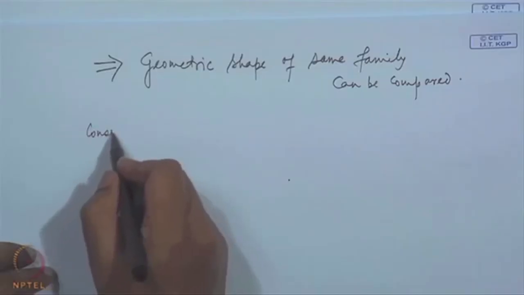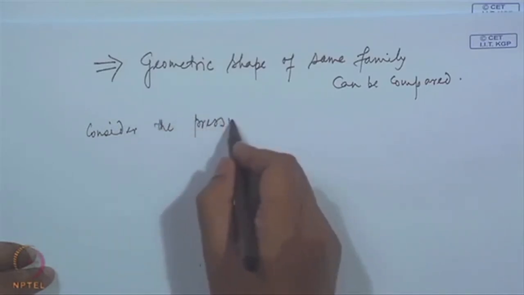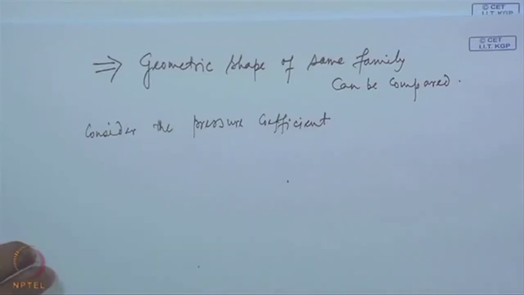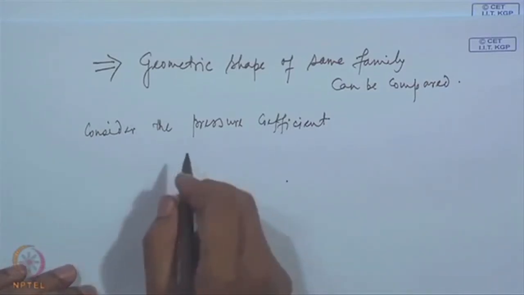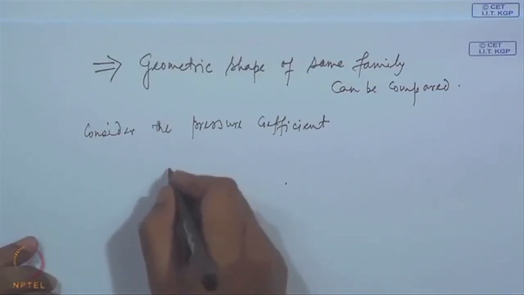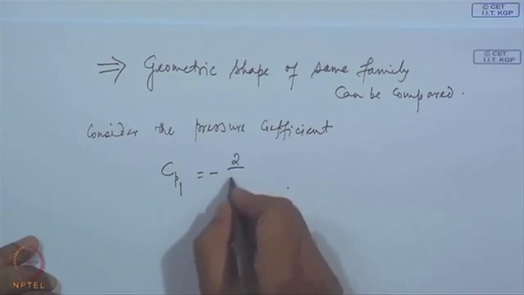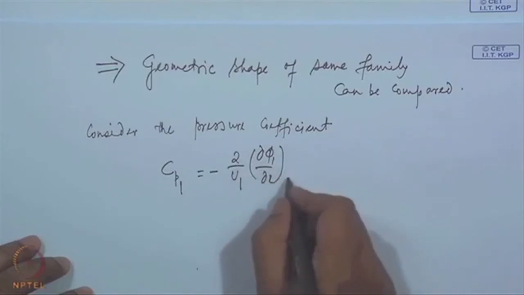Consider now the pressure coefficient. Because as you have said earlier that we want to express our similarity rules in terms of the pressure coefficient. Now, for the first flow, that is phi 1 at M 1 over the body of thickness tau 1, our pressure coefficient Cp1 is minus 2 by U1 d phi 1 d x at y equal to 0.